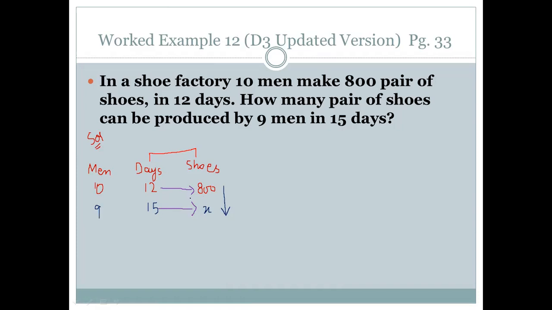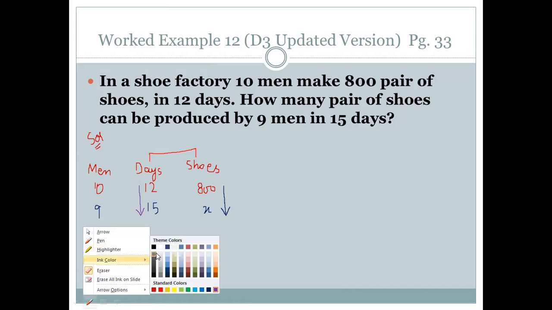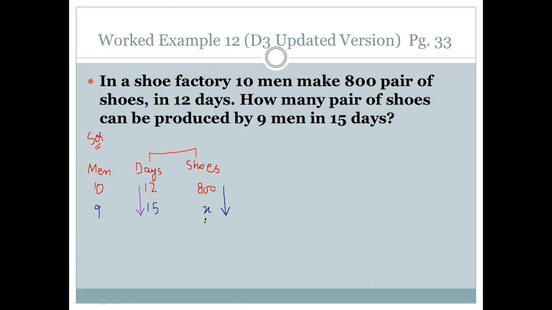It is directly proportional. So it means that this 15 will get the arrowhead. Okay, I hope this thing is clear to you. Now I'm going to erase this. In the first attempt we have already compared these two quantities. Now I am going to compare these two quantities, shoes and men.